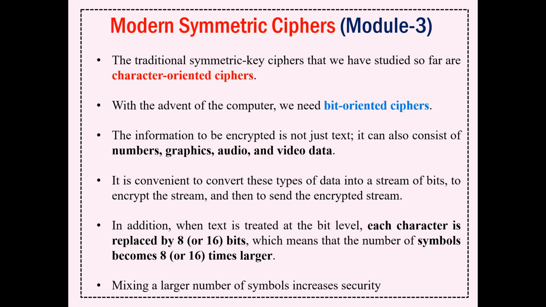Now, in addition to this, one advantage of using this is that when text is treated at bit level, each character is replaced by preferably 8 bits or 16 bits. We will consider mostly 8 bits for our discussion. The number of symbols becomes pretty high, because there can be multiple combinations of symbols. So when you are encrypting a message, you will have more possible combinations of encryption, and hence the security will increase a lot. That is one of the main motivations for changing the algorithm in the way the bit stream works.